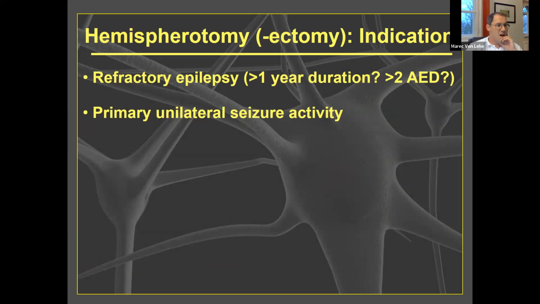We have primarily unilateral seizure activity. We have a refractory epilepsy. It's quite discussable to say we wait for 1 year and we try 2 different anti-epileptic drugs, which is the common thing for refractory epilepsy, to start thinking about epilepsy surgery. I think with a very large hemimegalencephaly and severe epilepsy, you can start thinking about epilepsy surgery quite soon after birth in some babies.